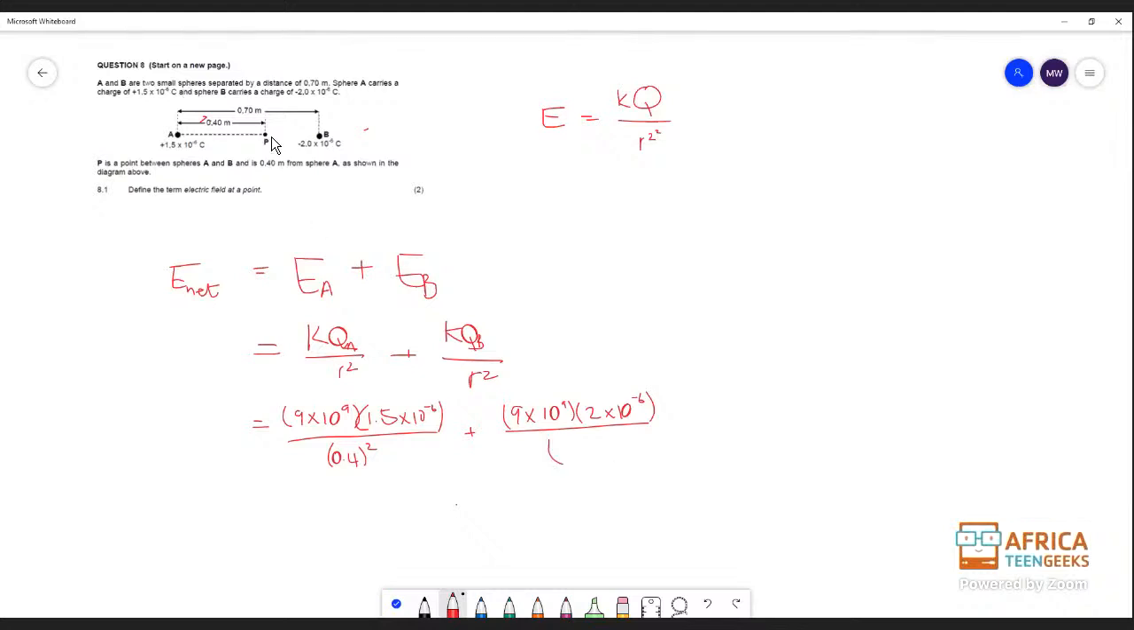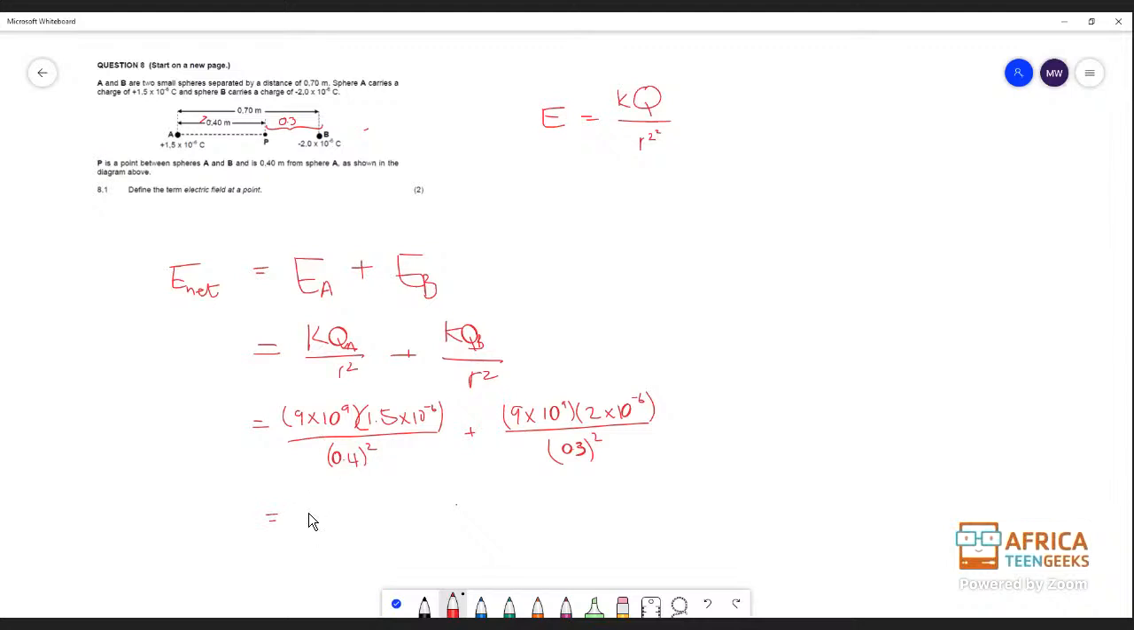And the distance between P and B is the difference between 0.7 and 0.4. So that is 0.3. So 0.3, whoops, that is a 0.3 squared.